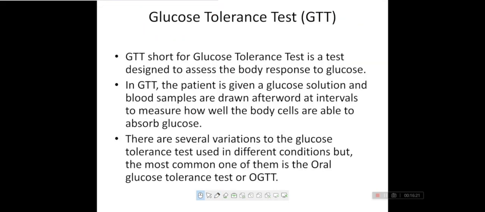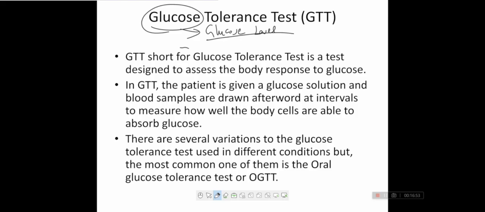So the first test that we study in this video is the GTT. The expanded form of GTT is glucose tolerance test. From the name it is clear that this test is to identify the level of glucose.